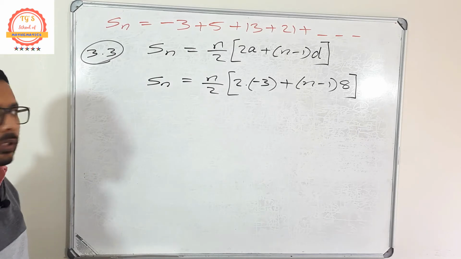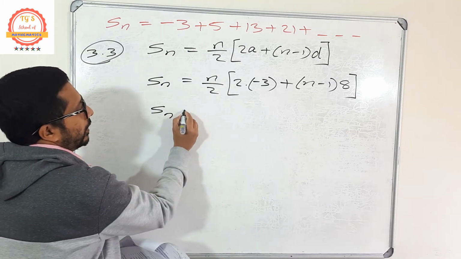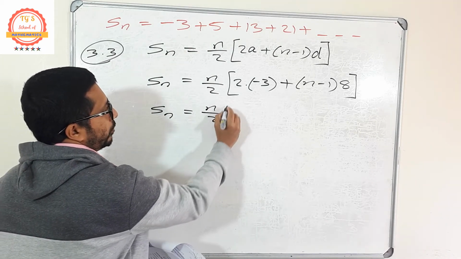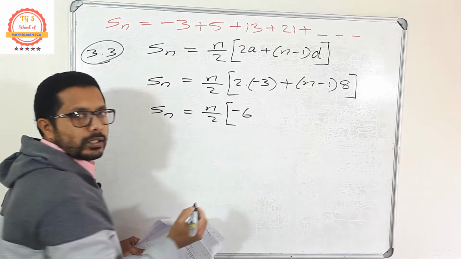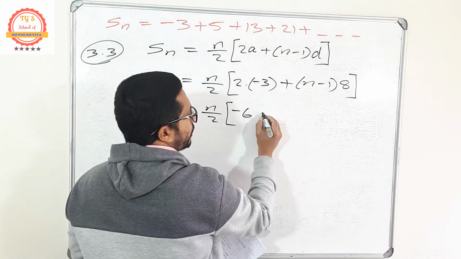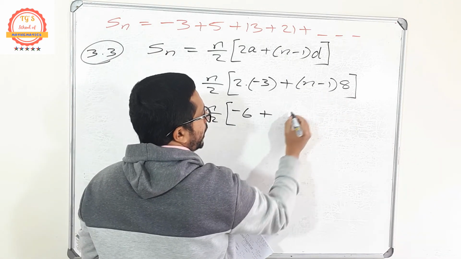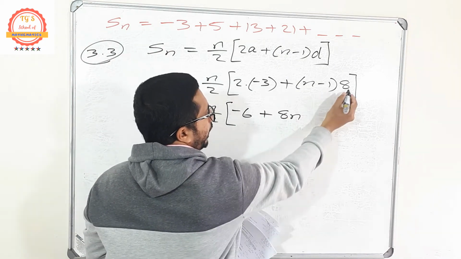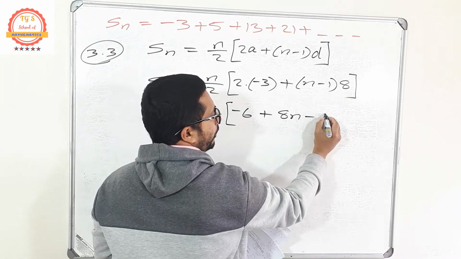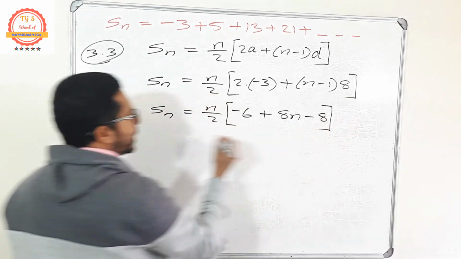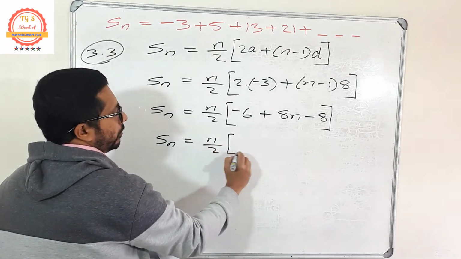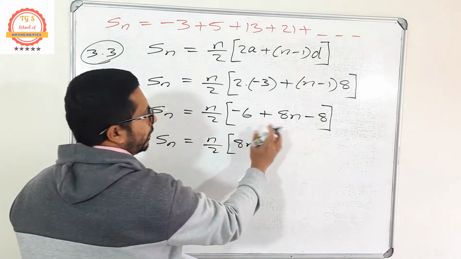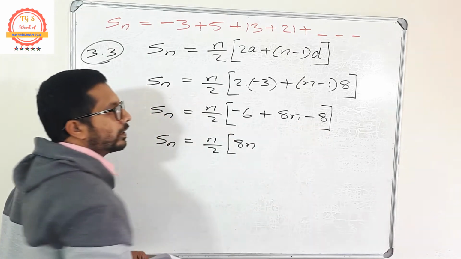So now we have to simplify this one. So Sn is equal to n over 2 into 2 into minus 3, that is minus 6. Now you have to expand this one. Plus 8 into n is 8n. 8 into minus 1 is minus 8. So now Sn is equal to n over 2 into 8n minus 6 minus 8. What is the answer?